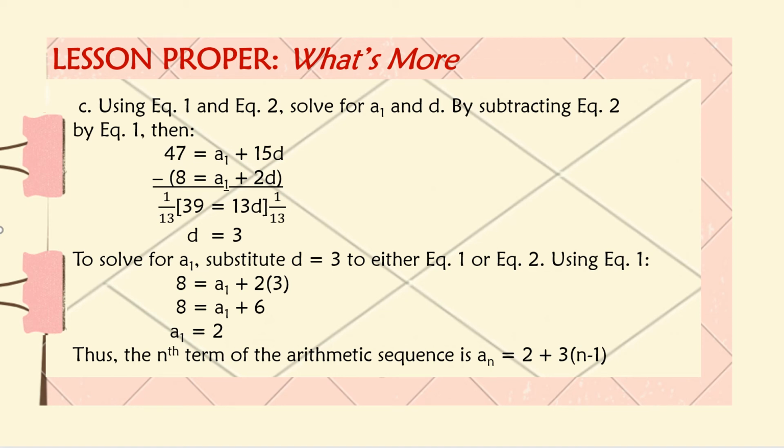So thus, the nth term of the arithmetic sequence is equal to A sub n is equal to 2 plus 3 times the quantity of n minus 1. Okay? So, yun yung A sub 1 natin. That is 2. So, ibig sabihin, gumawa lang tayo ng general term for the sequence. So, ito yung gagamitin natin. Ang hinahanap kasi natin dito is yung nth term. Okay?